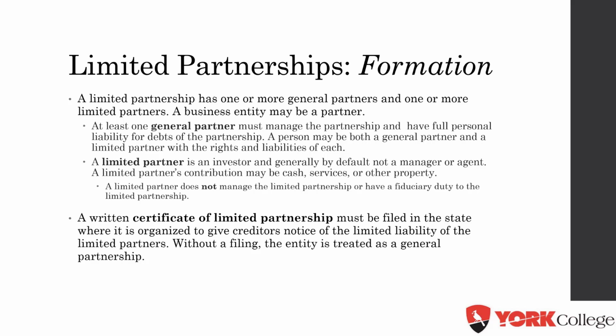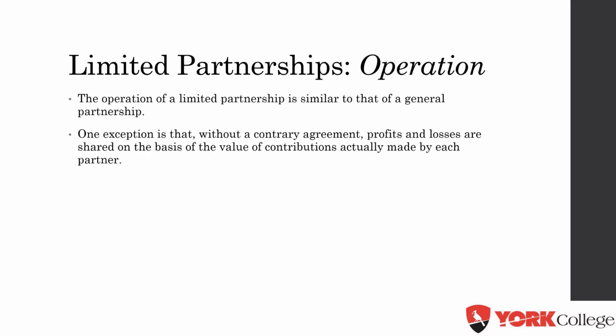Another difference is that a limited partnership is formed with a written certificate of limited partnership filed in the state where it's organized. By doing this, it gives creditors notice of the limited liability of the limited partners. Without such a filing, the entity is treated as a general partnership, which doesn't require a writing filed in the state. So what about the operation? How is it different from a general partnership?